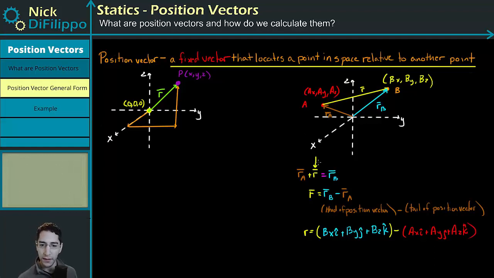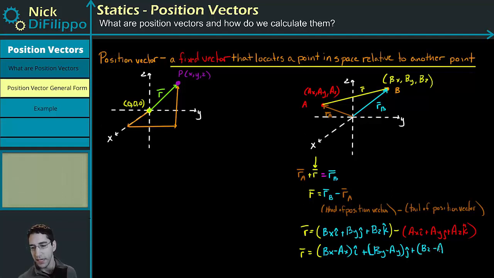Now we can combine like components. So our position vector R is going to be equal to (BX minus AX)i plus (BY minus AY)j plus (BZ minus AZ)k. And all we're doing is subtracting the x components of A from the x components of B, the y component of A from the y component of B, and the z component of A from the z component of B.